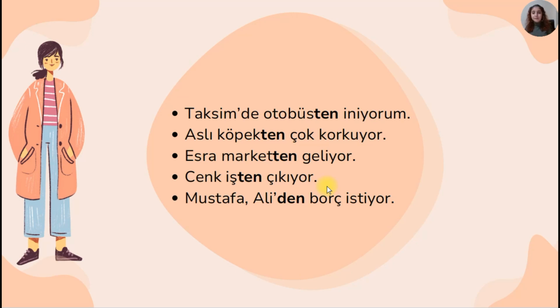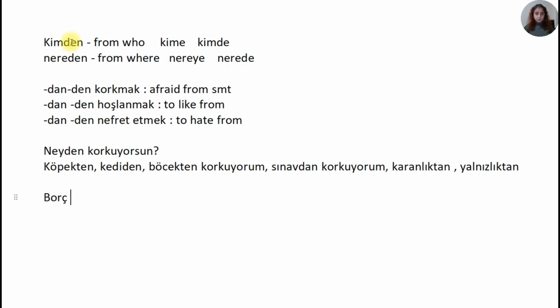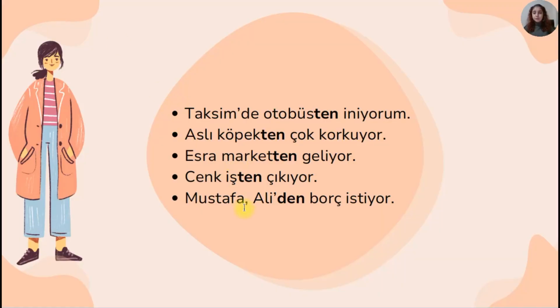And last sentence, Mustafa Ali'den borç istiyor. Borç ne demek? What does borç mean? Borç is loan or debt. And we can shortly say borrowed money. You can have borç for people or for a bank. And you can say borçum var. I have borrowed money, which means I have to pay something to someone. And here, Mustafa is the person who is looking for debt, loan, money. Ali'den borç istiyor. Kimden, from who? Ali'den, from Ali. And Mustafa wants borrowed money from Ali. This is the key point here.